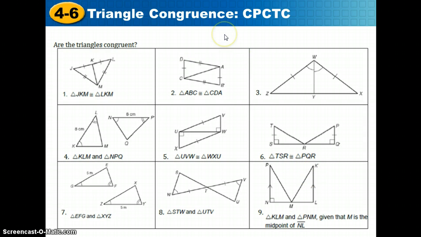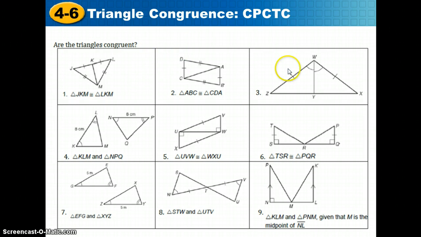I want you to take a look at these 9 situations and tell me yes or no, are the triangles congruent? If yes, you need to be able to state why: side-side-side, side-angle-side, angle-side-angle, angle-angle-side, or hypotenuse-leg. Take a few minutes, pause the video so that you can get these answered, and then we will review our answers together. Alright, we're going to go ahead and continue.